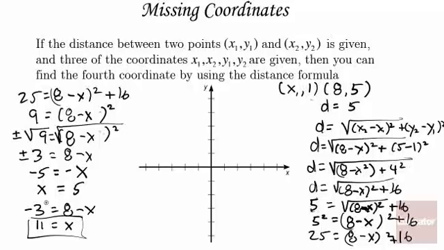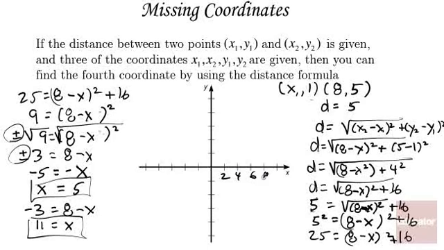I initially just worked it out with the square root of 9 being 3. That was it, I got x equals 5. But actually, if I make this plus or minus, I'm going to find that I have a second solution where x equals 11. So x equals 5, x equals 11. Now, think about how this can be possible. Let's map out these coordinates.